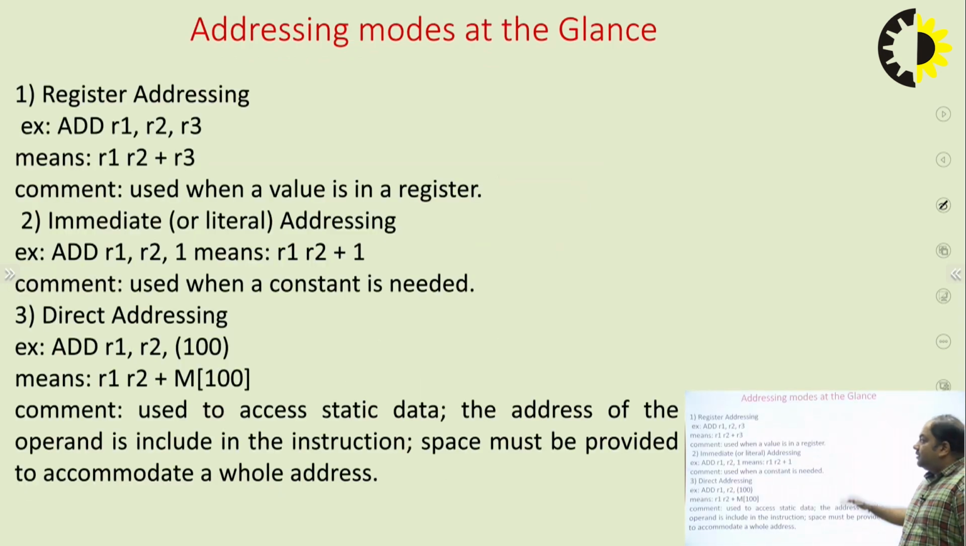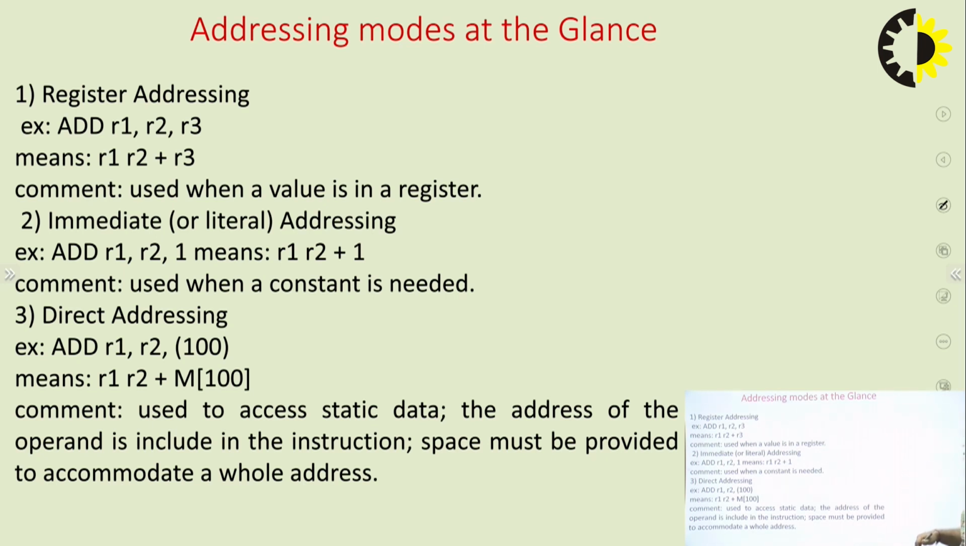Now we can show the addressing modes at a glance, which means we are showing them through an example. Register addressing: we directly take the address of the register where the value is in use. We don't need any memory reference. In immediate addressing, we directly execute the instruction and no memory reference is required.